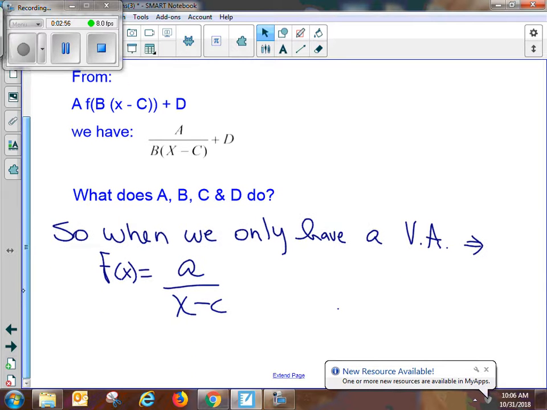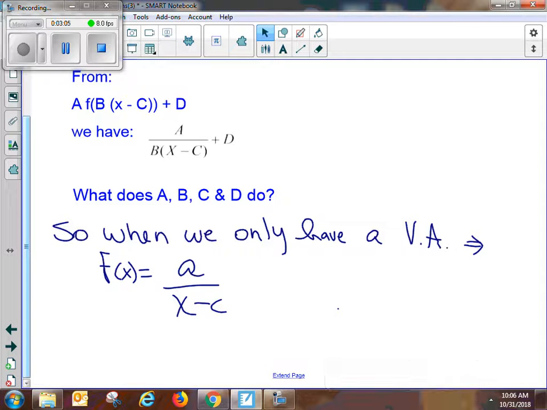So the abbreviated version looks like this. Y equals the A over x minus C. That's what's going to take care of moving it right and left. Question? Anybody? Okay.